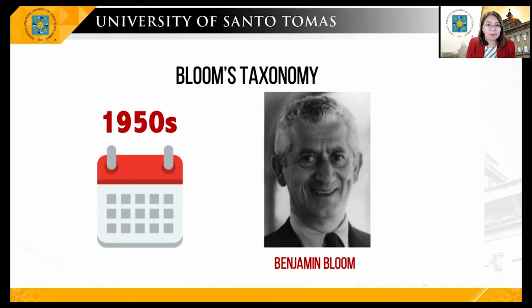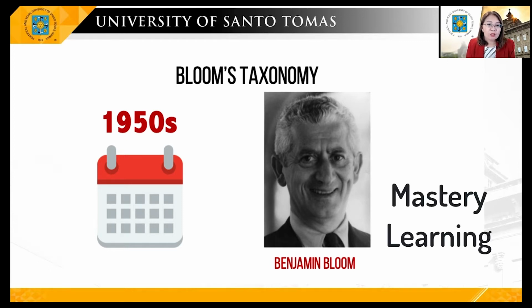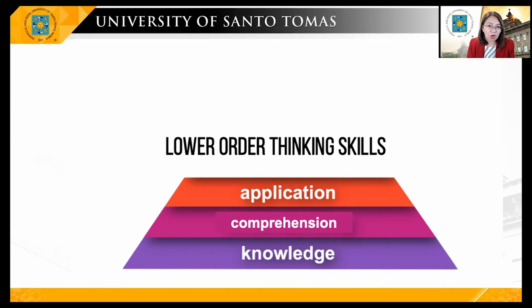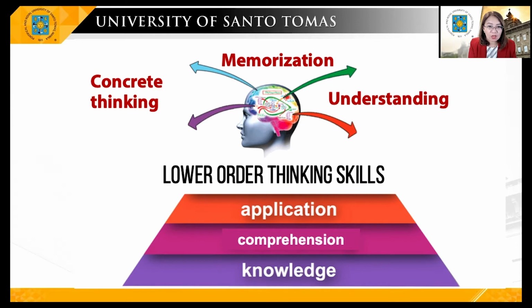Let's take a step back. Bloom's taxonomy was created in the 1950s by educational psychologist Benjamin Bloom and his colleagues, and it has led to the educational objectives and to the theory of mastery learning. The three lower levels, the knowledge, the comprehension, the application, are the basic levels of cognition, also called lower order thinking skills. This would include concrete thinking, memorization, and understanding.